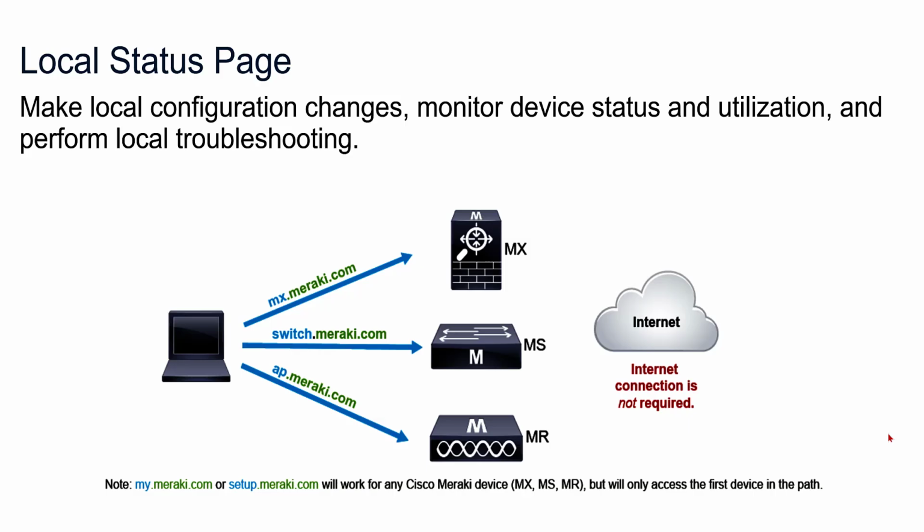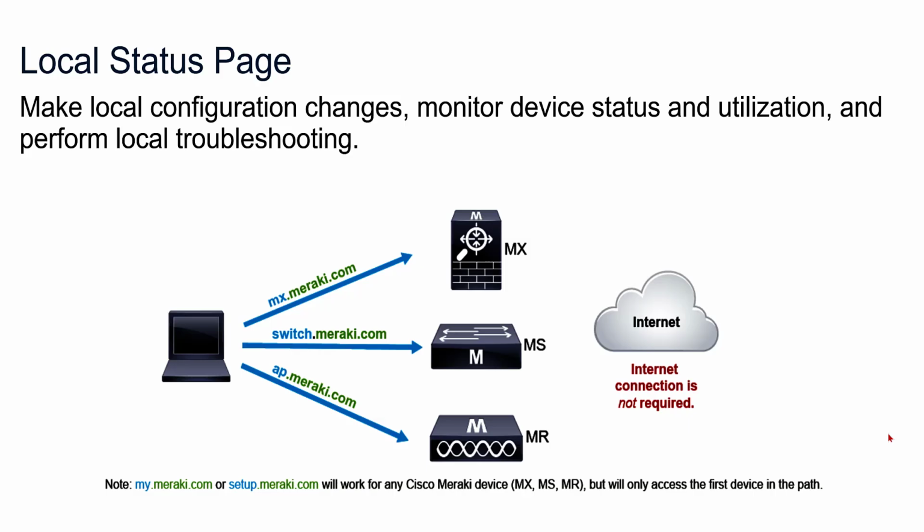All right, these URLs don't actually go out to the internet. The device intercepts that DNS request locally, and then it responds with its own local IP address. Internet access is not required. So it's a local DNS interception. The local web server is on the device, which means we get direct management plane access. We're bypassing the cloud entirely.